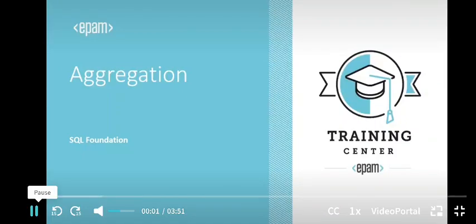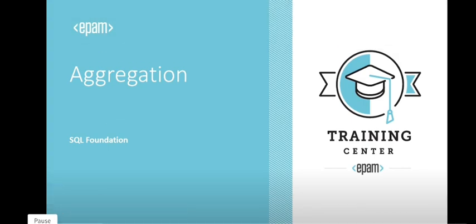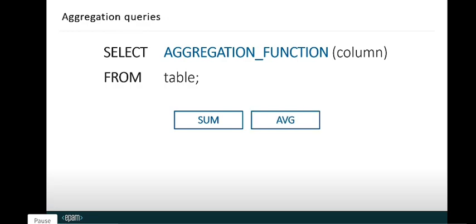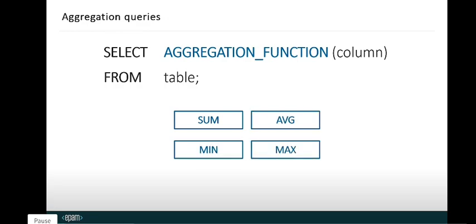Let's talk about what capabilities the SQL language provides for aggregated calculations. We can use a special function for calculations across the entire table. For example, the sum function returns the sum of all the values in a column across all rows. Average returns the average value. Min and max return the minimum and maximum value. Count returns the number of rows. There are many other functions as well.